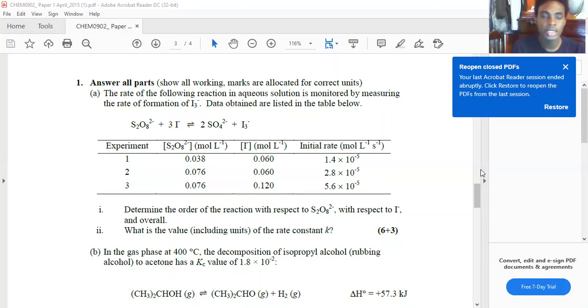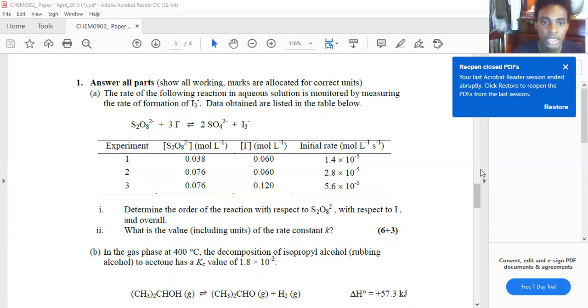For this video, I'll be looking at question 1, part A. I'm going to be doing question 2 in the next video. All right, so the quickest way to find the order of the reaction, but before going to that, I'm just going to read this.